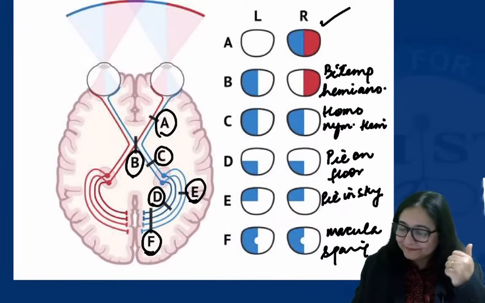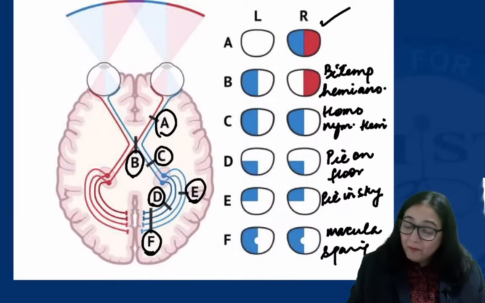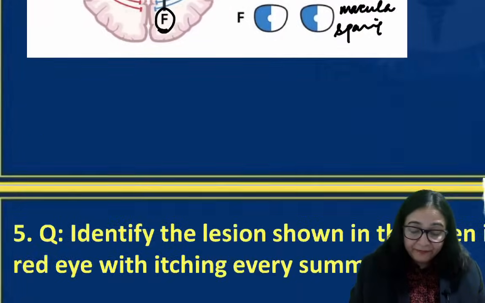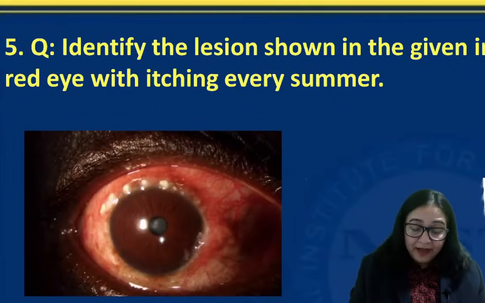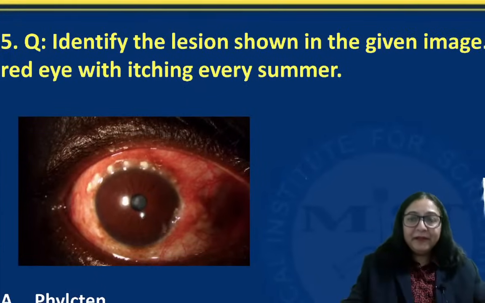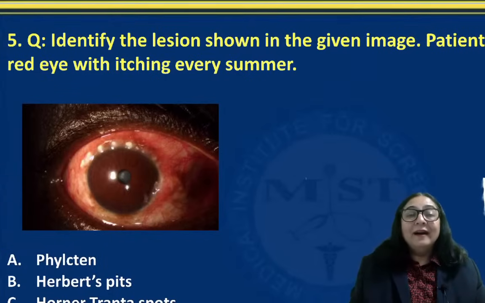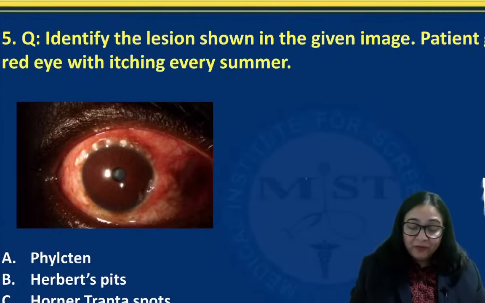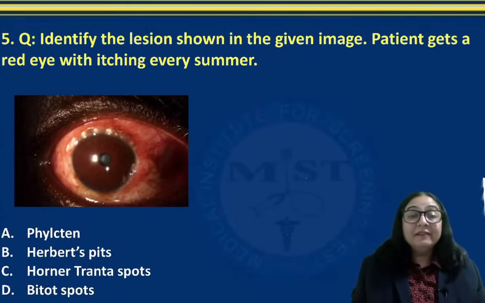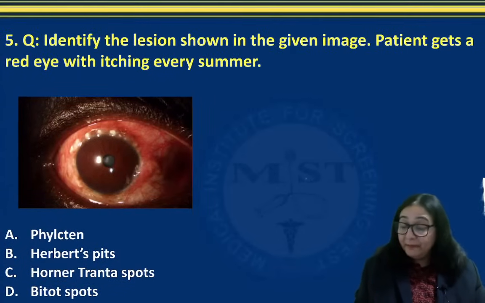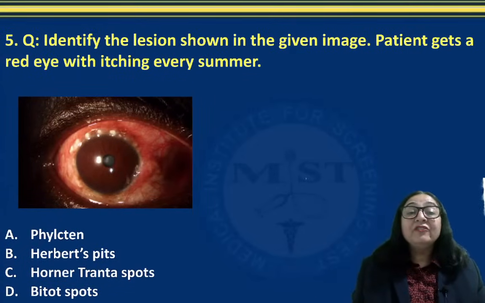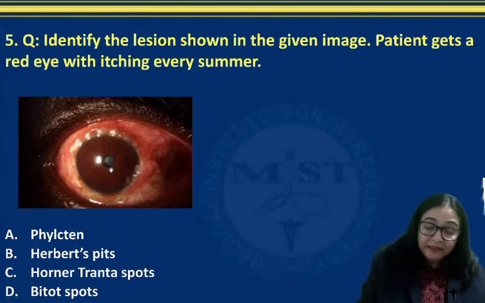Great. Fine. Moving on to the next question. A very simple question. I expect everyone to answer this question. Identify the lesion shown in the given image. The clue given is that the patient gets a red eye with itching every summer season. So that is your clue here.